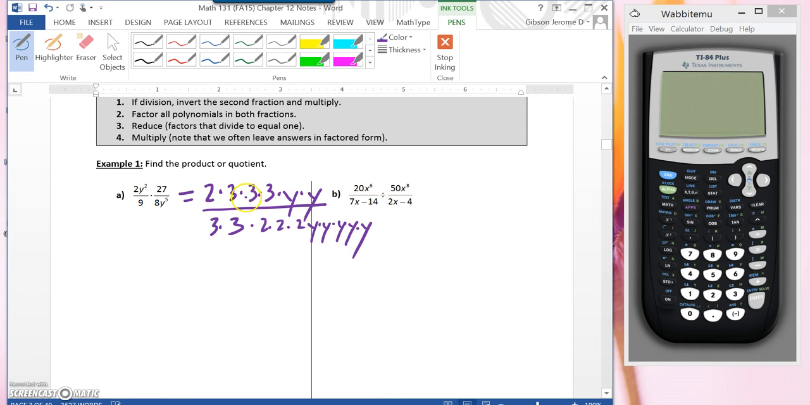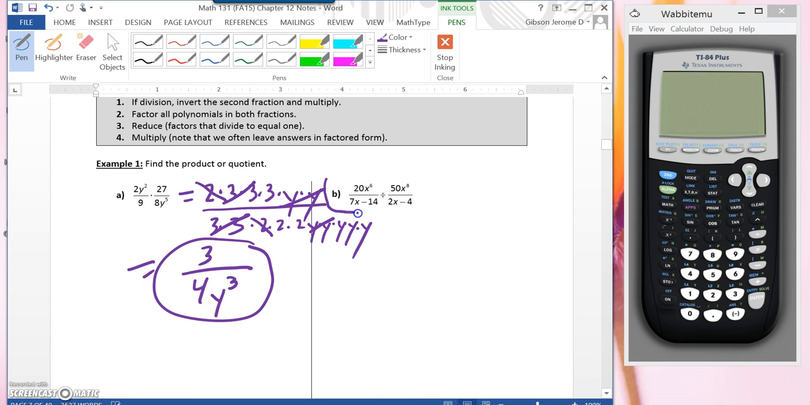Now we simplify. We have 2 sets of 3's, 1 set of 2's, and 2 sets of y's. So that will leave in our numerator a 3, and our denominator that will leave 4, and then 3 y's.